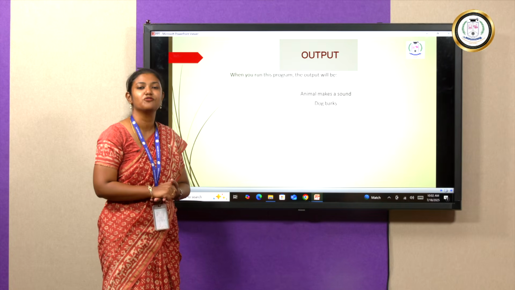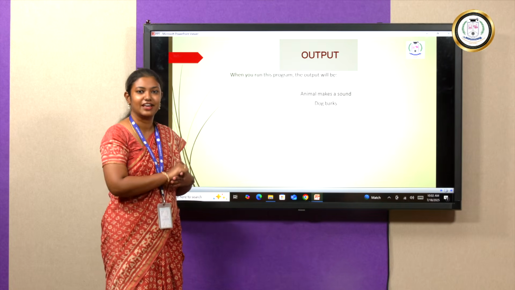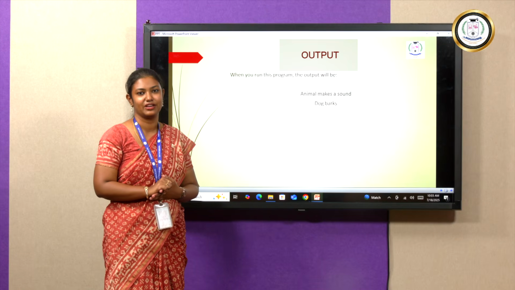So this is the concept of method overriding. I hope this lecture gave you an idea of what method overloading and method overriding is.